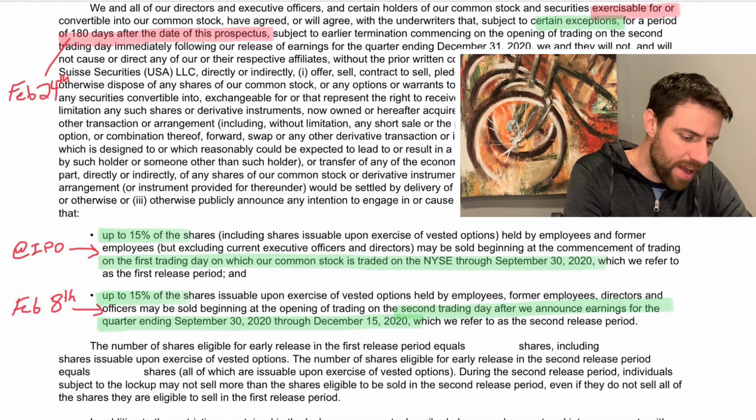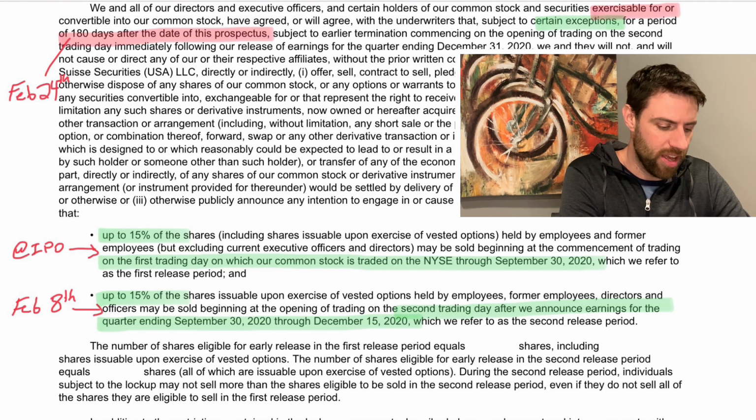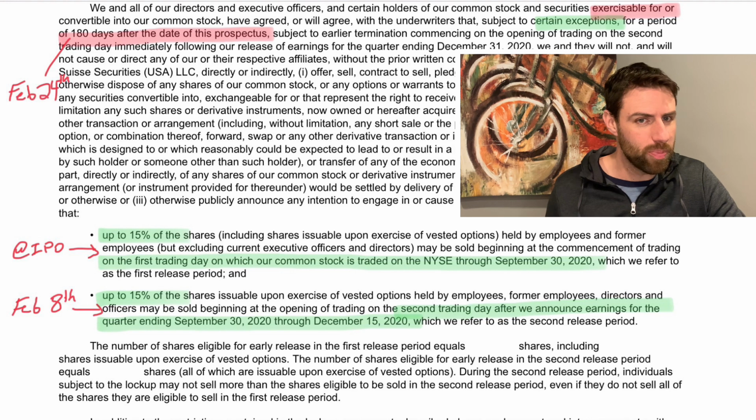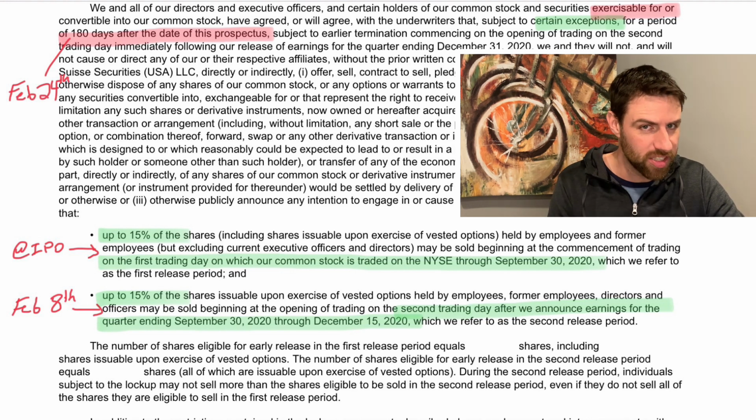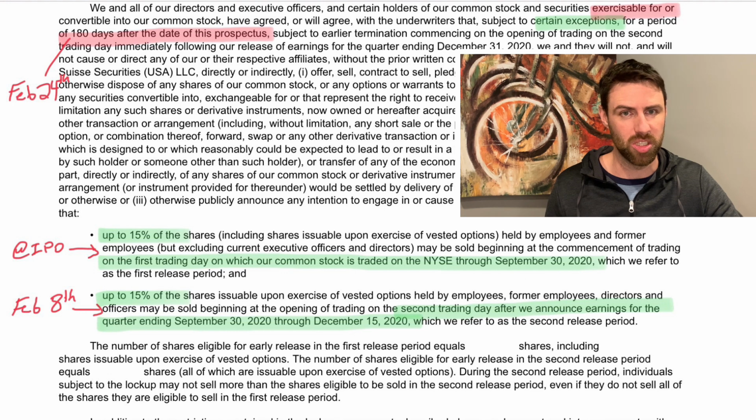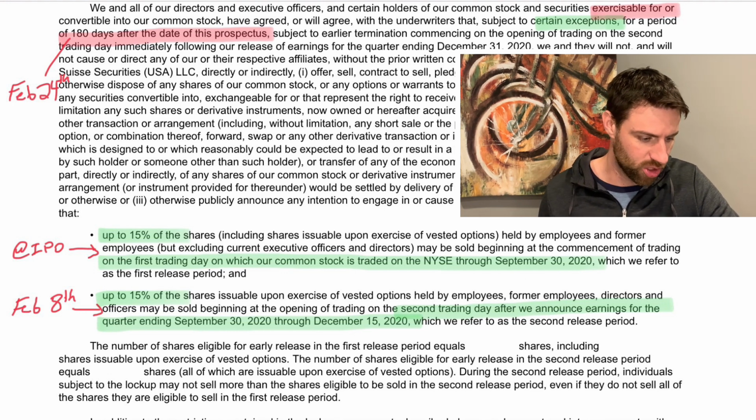But they have another 15% becoming available as well. So a second phase, 2 business days or 2 trading days after announcing full year 2020 results. And they just did that last Thursday, and I'm filming this on Sunday night. So on Monday, February 8th, when I release this, I believe is when the second 15% become available for employees to sell if they so choose.